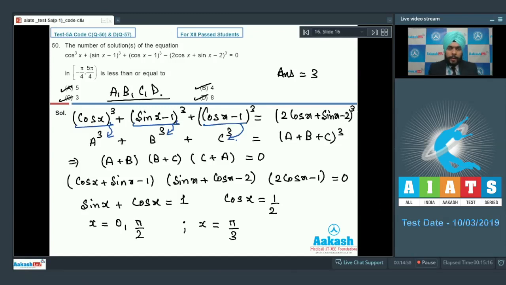Okay. So an important precaution while solving such type of questions is that you have to carefully look at the length of the interval given over there. Okay. So let us move on to 51.